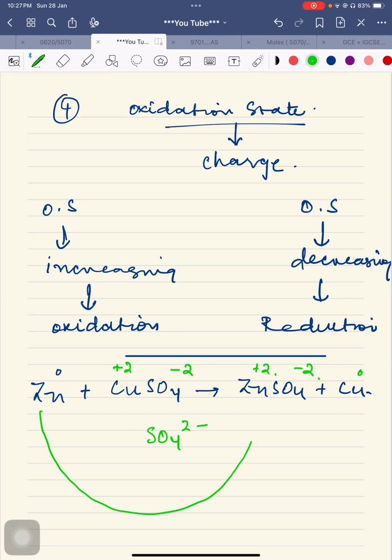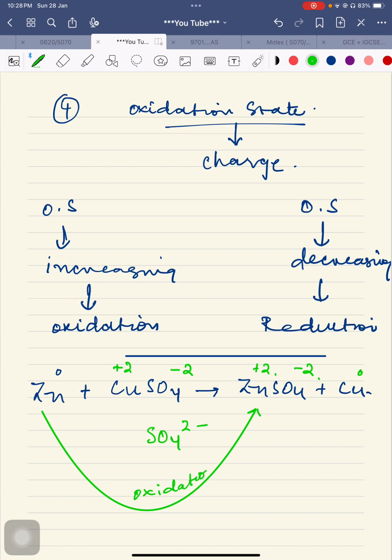But what about zinc? We can see that zinc has been oxidized. How has it been oxidized? Because it has lost two electrons. Initially, what was the charge? 0. It has neither lost nor gained any electron. But after the reaction, zinc has gained the charge of +2. How? Because zinc has lost two electrons. So we can say oxidation is occurring over there.